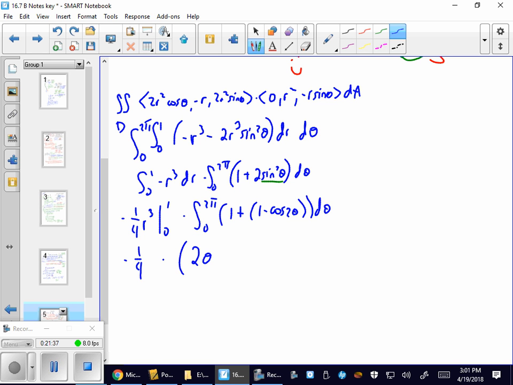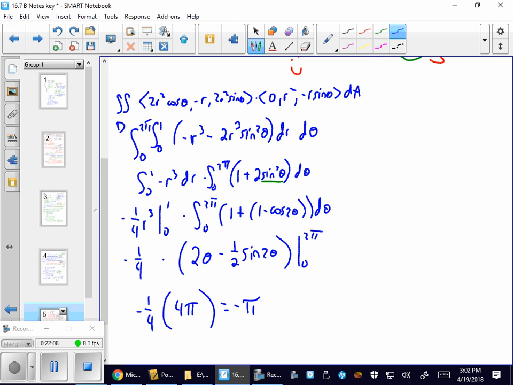Antiderivative of negative cosine is going to be negative 1/2 sine of 2 theta from 0 to 2 pi. So I'll get negative 1/4. Plugging in 2 pi is going to give me 4 pi. 2 pi for the theta and the sine part is 4 pi. Sine of 4 pi is 0. Plugging in 0 is going to give me 0, so that's done there. That's going to give me negative pi.